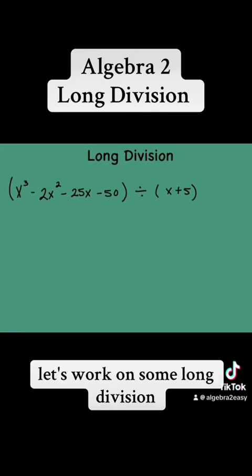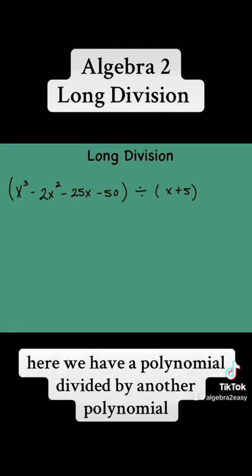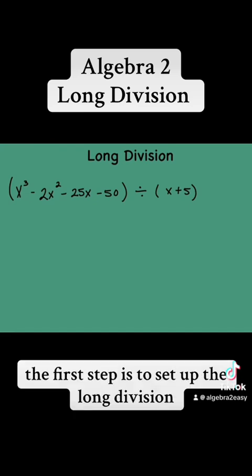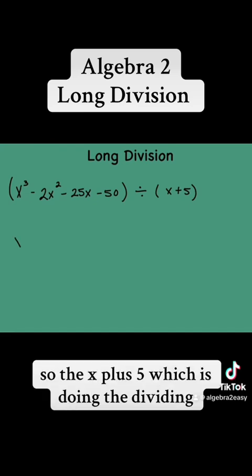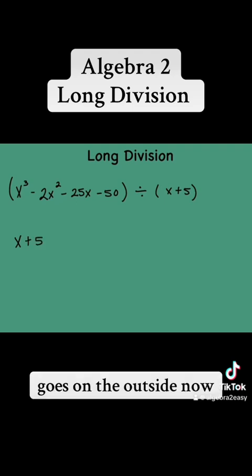Let's work on some long division. Here we have a polynomial divided by another polynomial. The first step is to set up the long division. So the x plus 5, which is doing the dividing, goes on the outside.